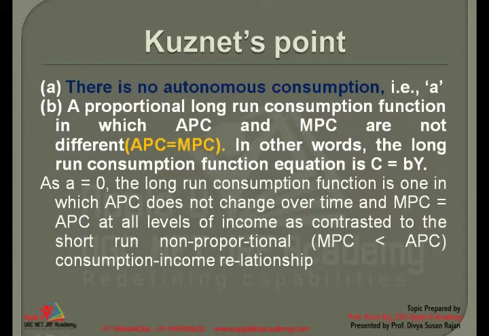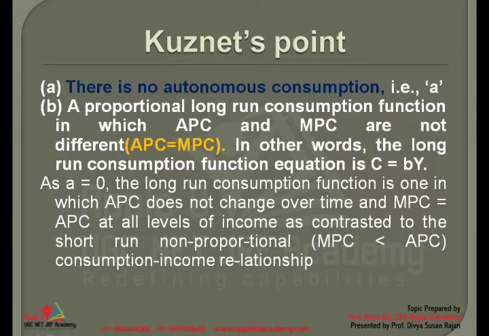Now what was Kuznets' point? Kuznets' point was that there is no autonomous consumption. That is, the concept of A, or C bar, is not there at all. B is a proportional long run consumption function in which APC and MPC are not different. In other words, in the long run consumption function, C is equal to BY.